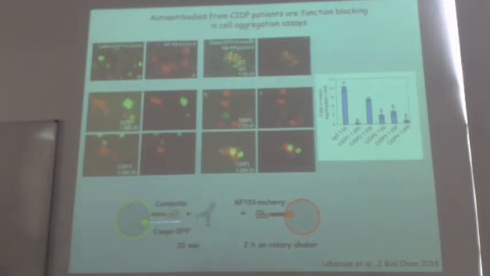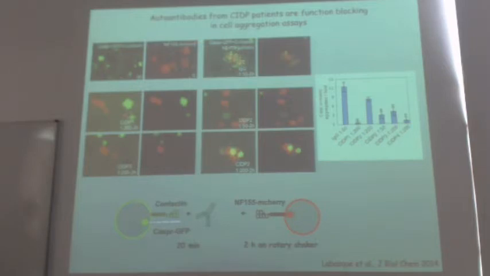So we set up an aggregation assay to examine whether these autoantibodies may be function blocking, and we transfected neuroblastoma cells either with contactin and Caspr GFP on one side, or with neurofascin 155 fused to mCherry in another batch of cells. The cells were mixed together and incubated for 2 hours in a rotary shaker, and we observed that the cells could form mixed aggregates which are induced by the adhesive interaction. And we showed that the purified immunoglobulins from the patients were able to block the formation of the mixed aggregates at different concentrations depending on the titer of autoantibodies in the patients.